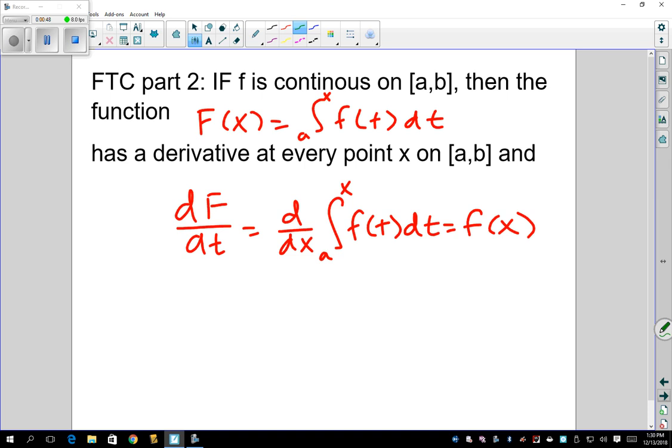So now the fundamental theorem part 2 says, if our function f is continuous on this interval, and we have this accumulator function, then this function also has a derivative at every point x between a and b, and the derivative of the integral is our original function. And so this makes sense in a way. When we take the derivative of the integral, we should get back the original function. We're going to see what that looks like in terms of examples.